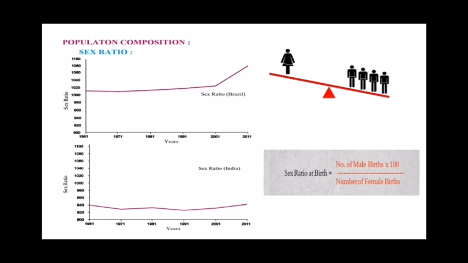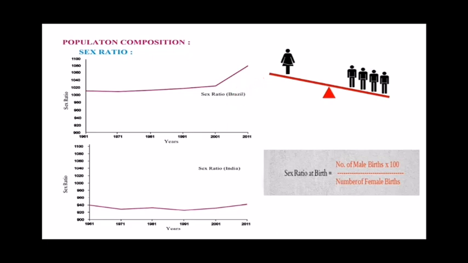Here we are going to see the sex ratio of India and Brazil, that is the number of females per thousand males. So in Brazil, if you see, till 2001 it was lower. As we went ahead with the years till 2011, the census that was done till then, the sex ratio has risen even more.